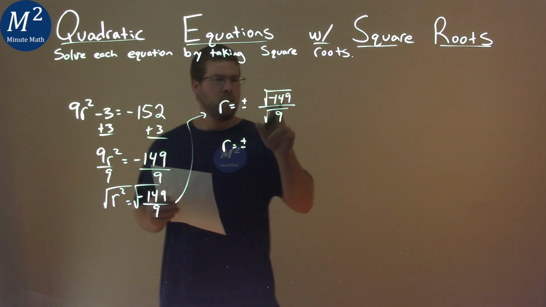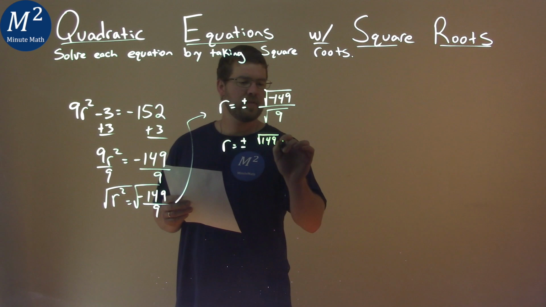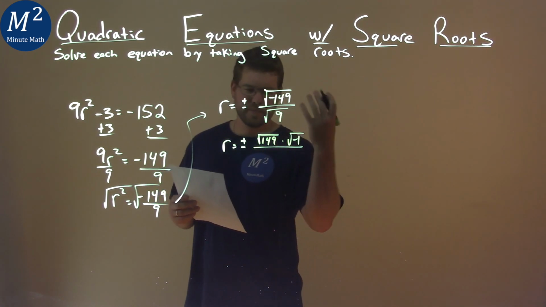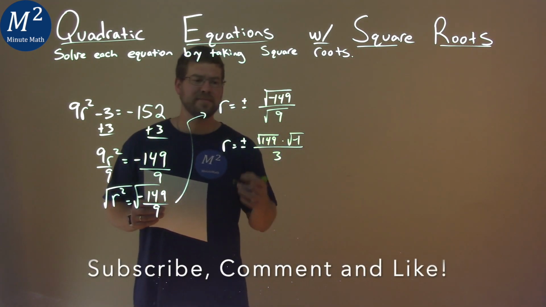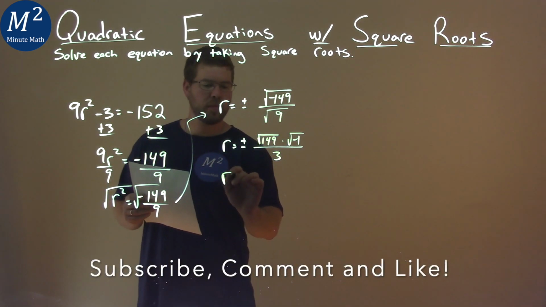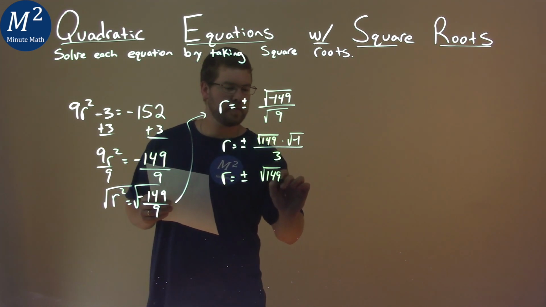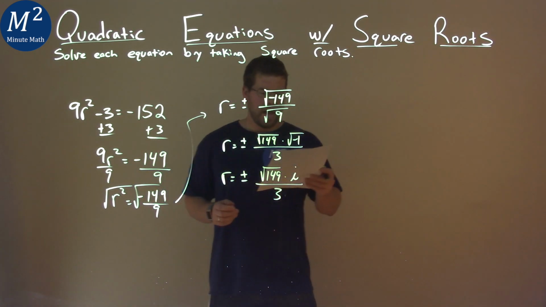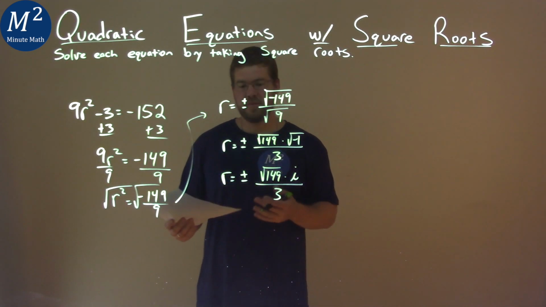Okay. Well, the square root of negative 149 is the same thing as the square root of a positive 149 times the square root of a negative 1, over the square root of 9. We know that to be 3. Well, what's the square root of negative 1? That's i. So we have r equals plus or minus the square root of 149 times i over 3. The square root of 149 actually doesn't break down or simplify anymore.